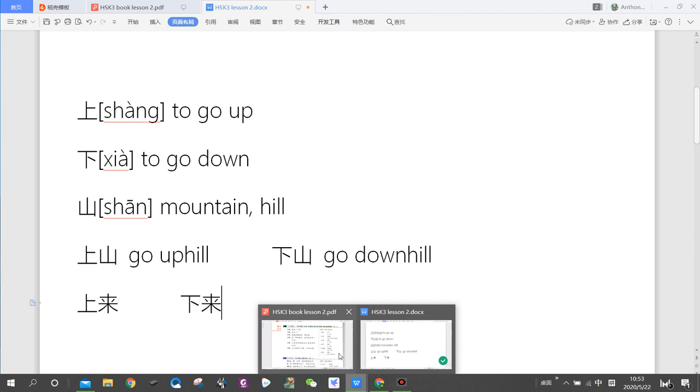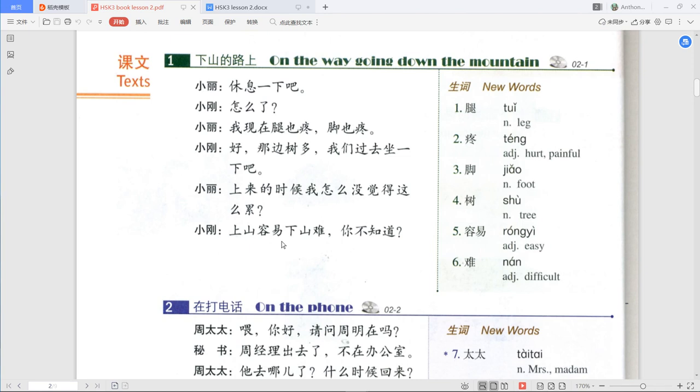So, we say 上山容易下山难. Go uphill easy. 容易 here, easy. 下山 go downhill, 难 difficult. 你不知道, looks like a statement. 你不知道 means you don't know. And if you want to make a question, in grammar we know we should say 吗 in the end. So the proper sentence should be 你不知道吗, Don't you know?